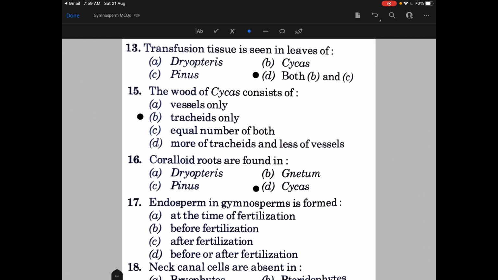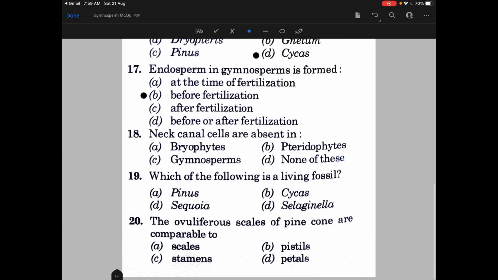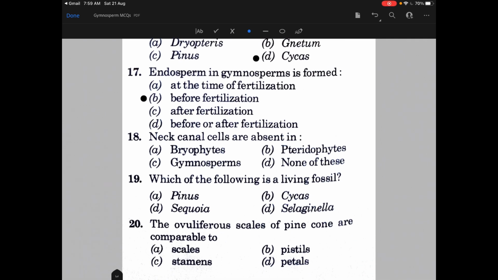Next, endosperm in gymnosperms is formed of dash, and the answer is B, that is before fertilization. Next, neck canal cells are absent in dash, and the answer is C, that is gymnosperms.